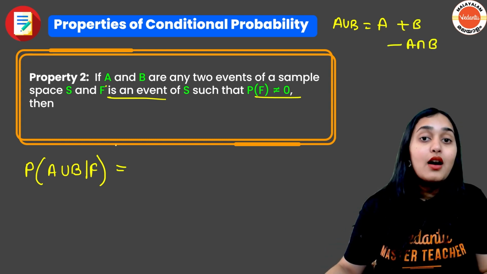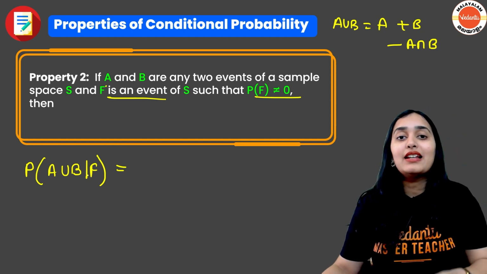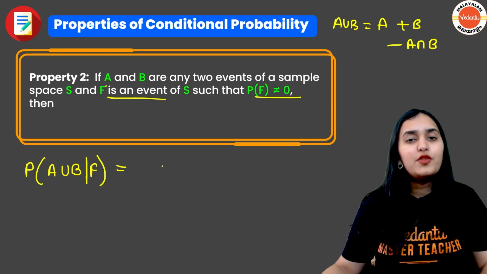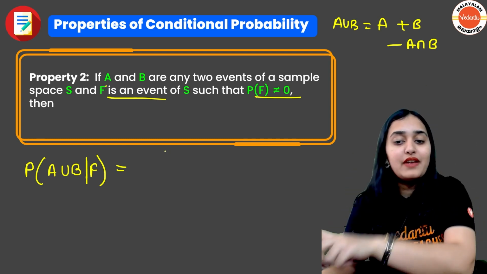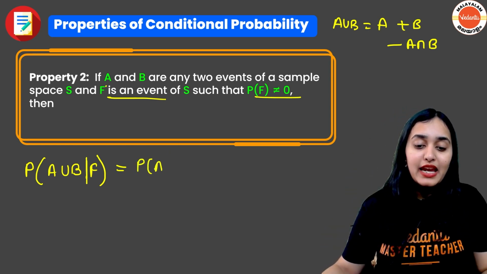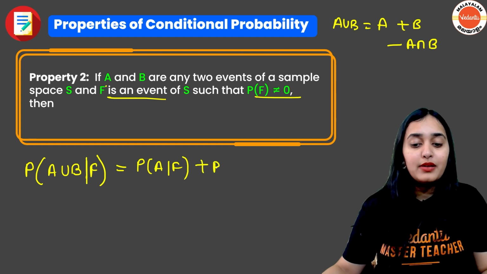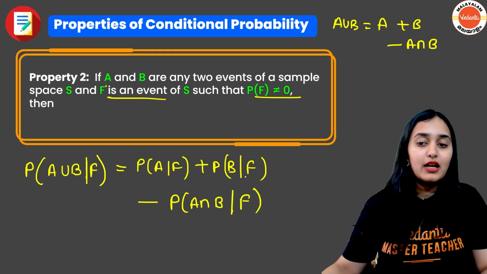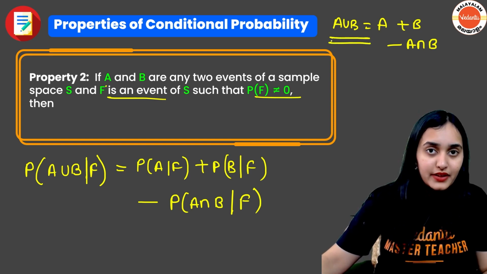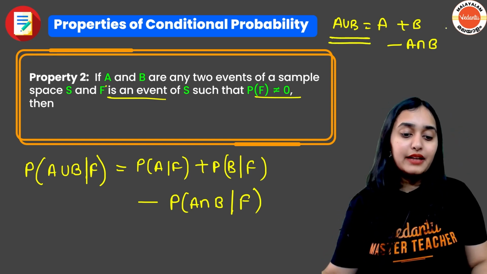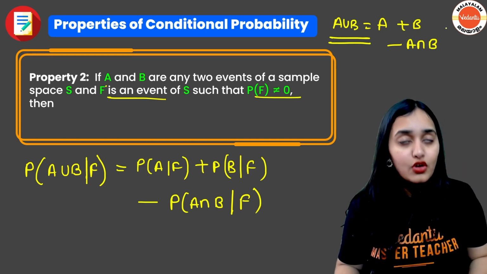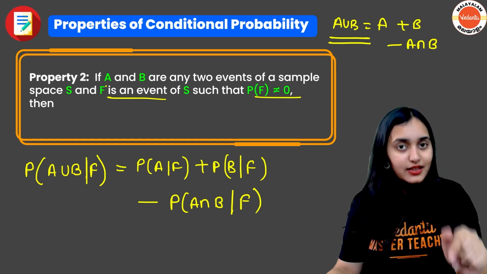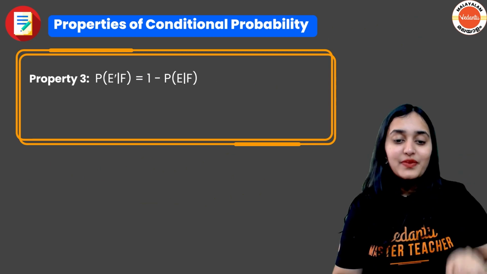Same thing we'll do here. What has changed is that here we are doing conditional probability given F. So everywhere you put given F: probability of A given F plus probability of B given F minus probability of A intersection B given F. So this is the formula. We are just putting given F in this formula. Now I will also show you a question where this formula will be used, so don't worry.